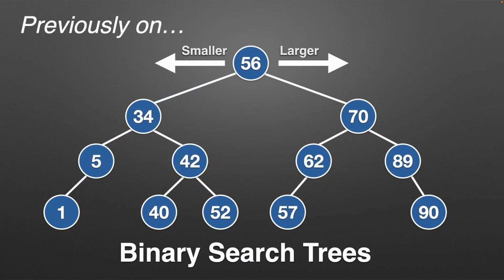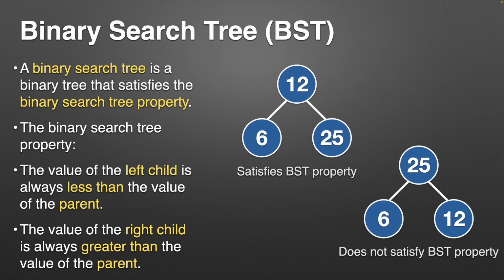So if you remember last time, we talked about binary search trees. We went through how to insert, how to search, how to delete, with the most interesting being deleting a node, like the root node, where you had choices you could make. And so here's the binary search tree property, which is that the value of the left child is always less than the value of the parent, and the right child is always greater than the parent. And so here's an example of a valid tree and then an invalid tree.